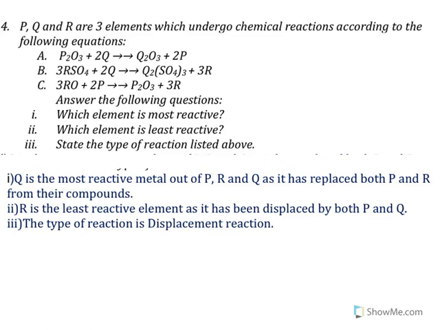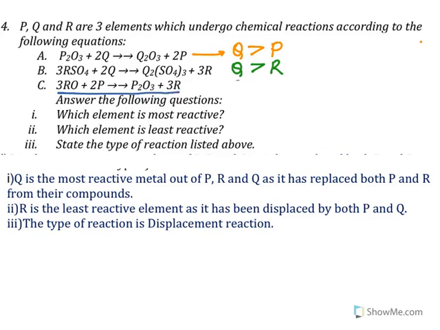P, Q, R are 3 elements which undergo chemical reactions according to the following equations. We need to find which is most reactive. Now we judge this reaction. We see that Q has replaced P. So Q is more reactive than P. In this next reaction, we see that Q has also replaced R. See, in the sulfate, Q has taken the place of R. So Q is more reactive than R.